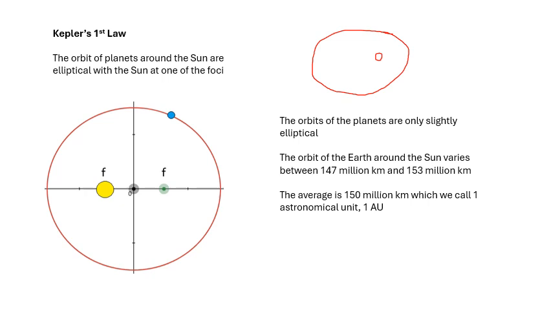The average is 150 million kilometers, and later on you're going to need to know, we call that one astronomical unit. It's the average distance between the Earth and the Sun. Nevertheless, Kepler's first law: an ellipse has two foci, and the Sun is at one of them, and the planet is orbiting around this focus in an ellipse.